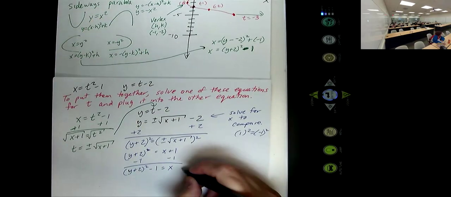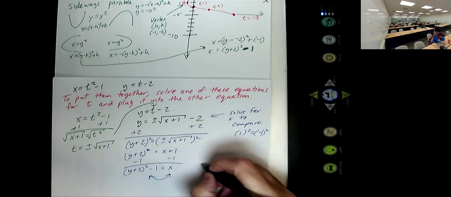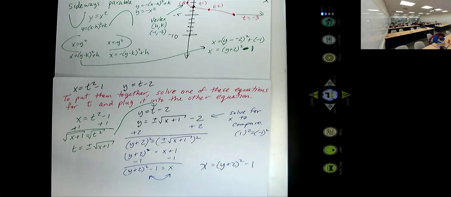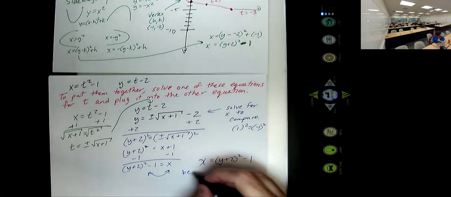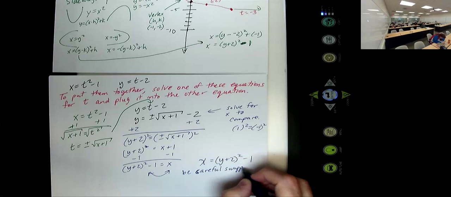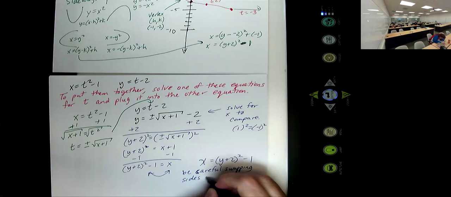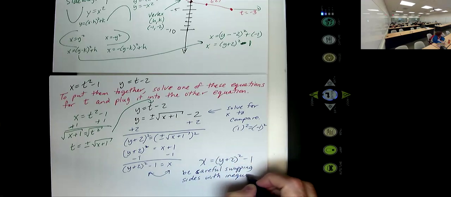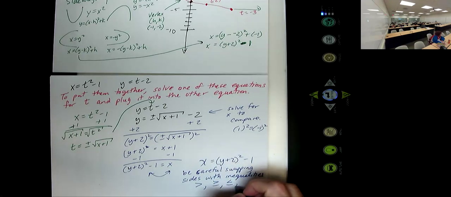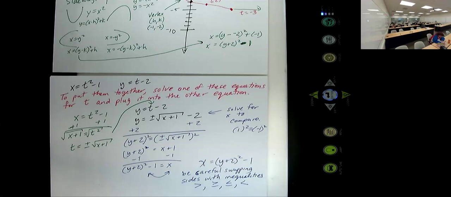Because when you have two things equal, you can swap sides. We swap sides, I got the x on the left and y plus 2 squared on the right, minus 1. Be careful swapping sides with an inequality. Greater than or equal to, less than or equal to, less than. If you swap the sides, you gotta swap which way the mouth opens. It needs to keep chasing whatever it was chasing before.